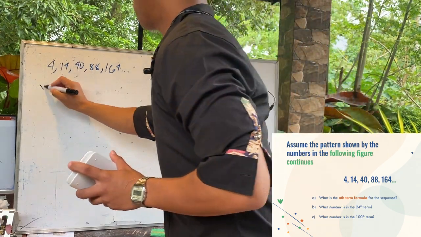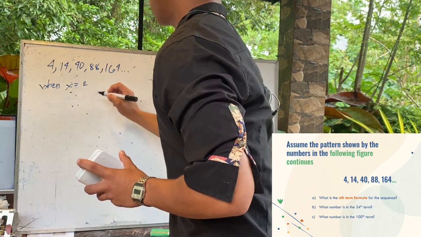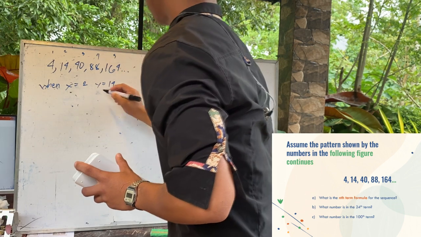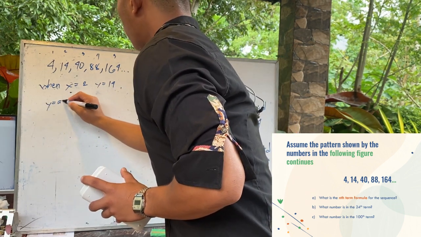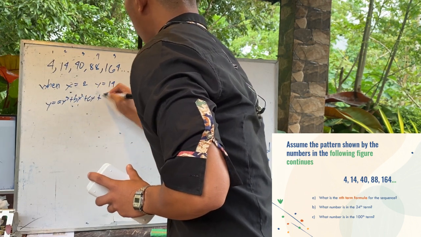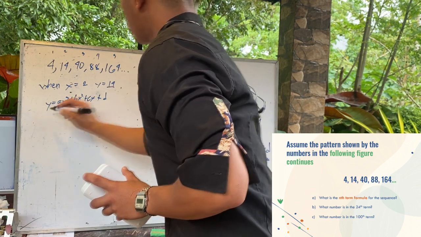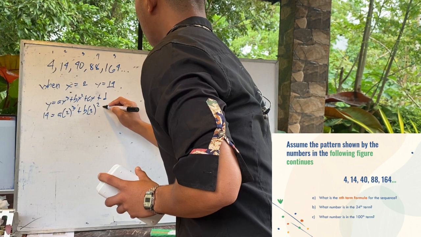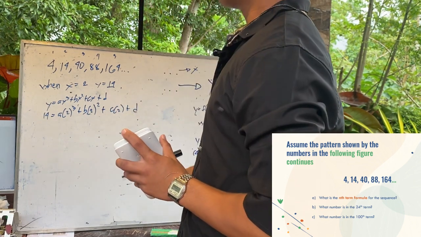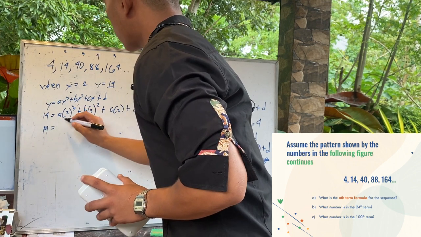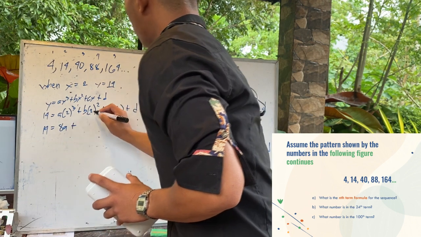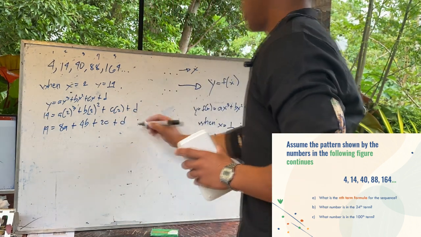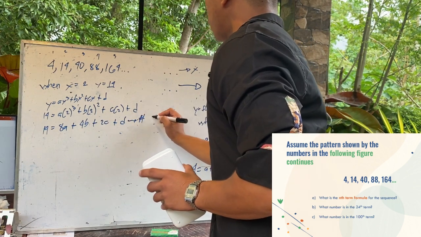And when x equals 2, y equals 14. Since the formula is y equals ax cubed plus bx squared plus cx plus d, and y is 14, substitute. And x is 2, substitute 2. Cube of 2 is 8, plus square of 2 is 4, plus c plus d. Let us assume this is equation number 2.